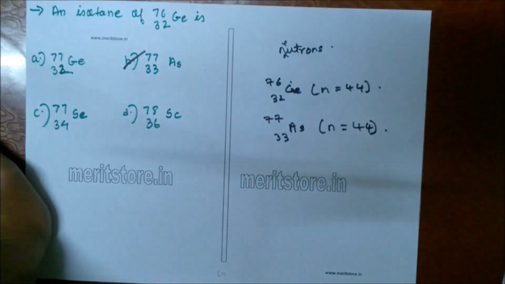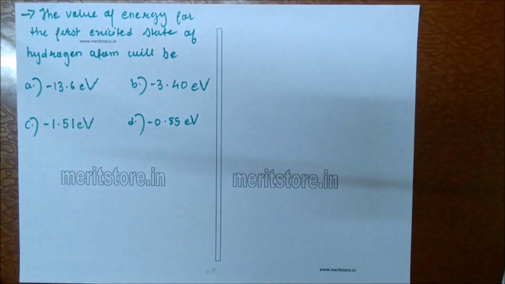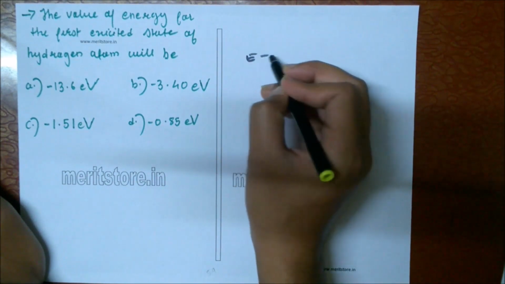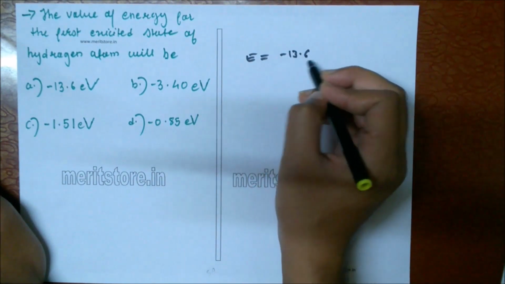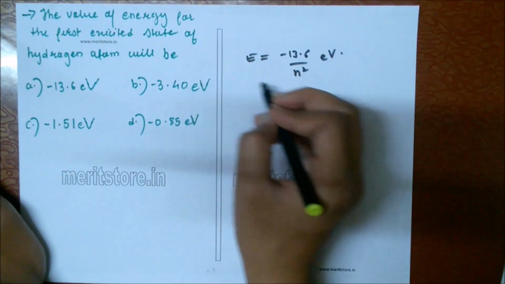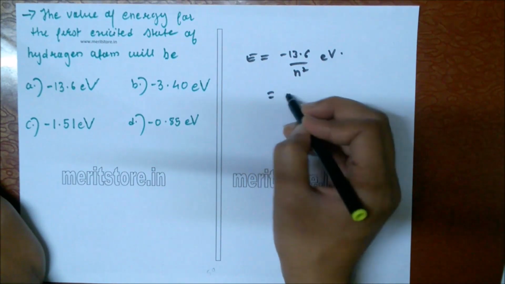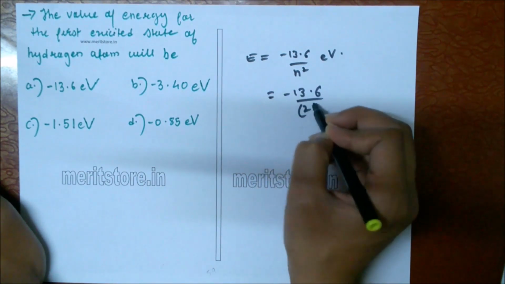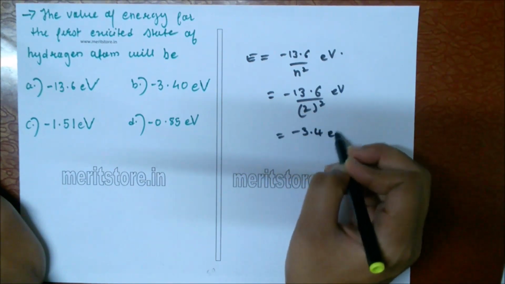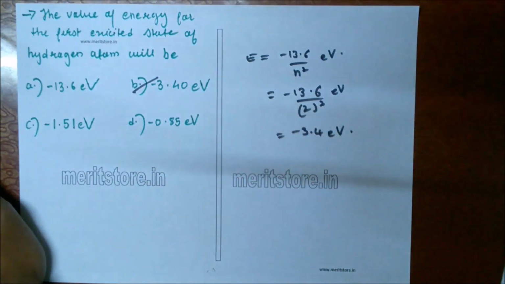The value of energy for the first excited state of hydrogen atom will be A minus 13.6 eV, B minus 3.40 eV, C minus 1.51 eV, D minus 0.85 eV. So energy is equal to minus 13.6 upon n square eV. We have to find in first excited state, which is second orbital, minus 13.6 divided by 2 square in eV, which is equal to minus 3.4 eV. So option B is the correct answer.